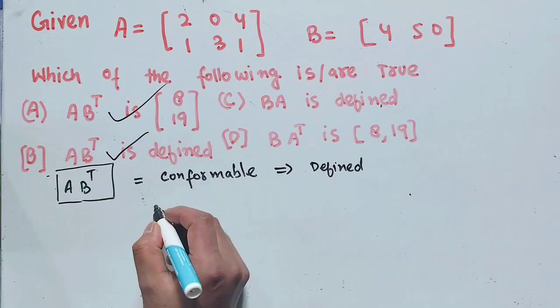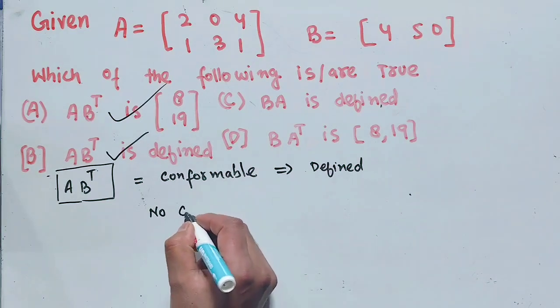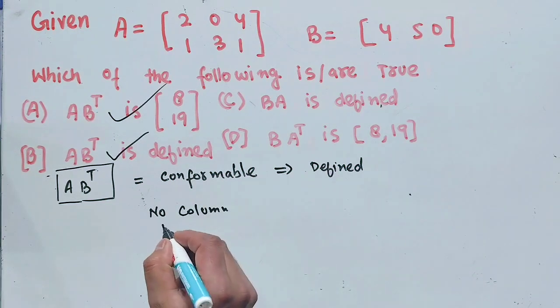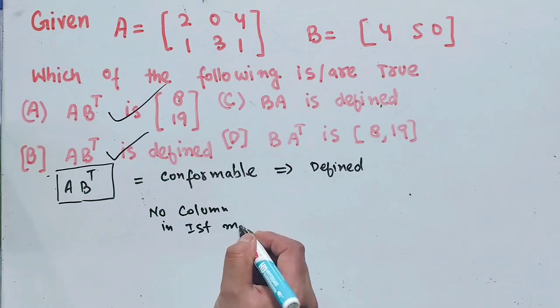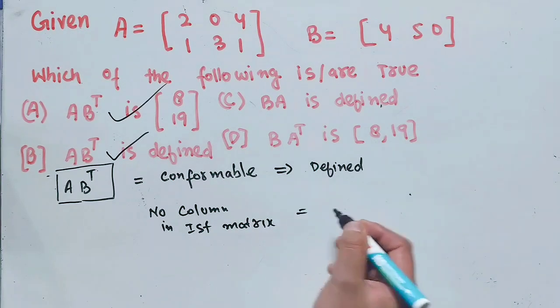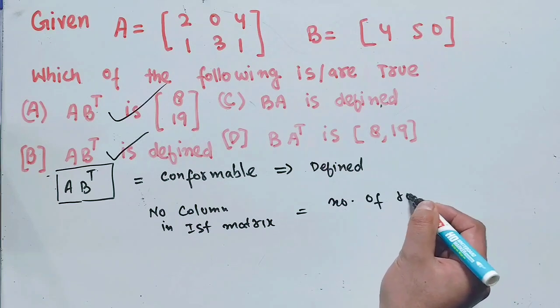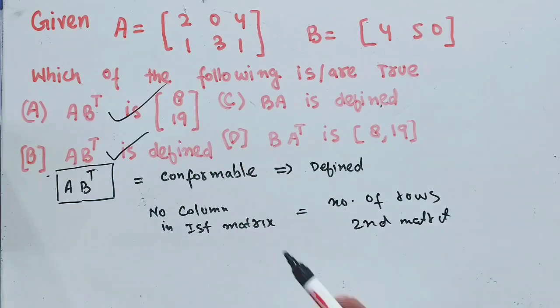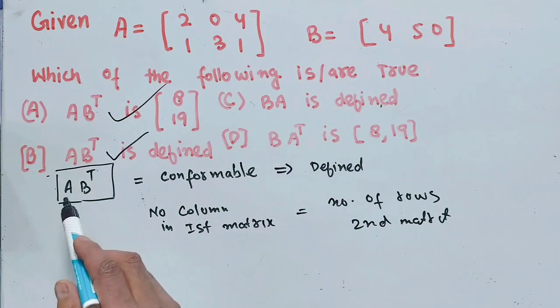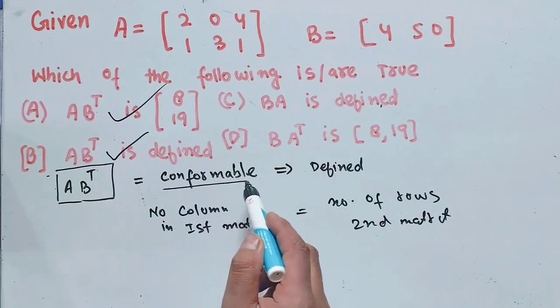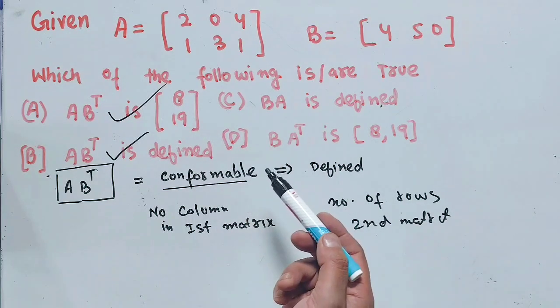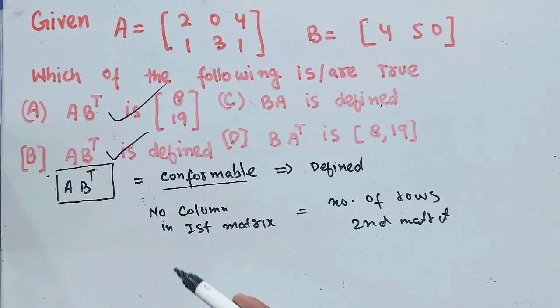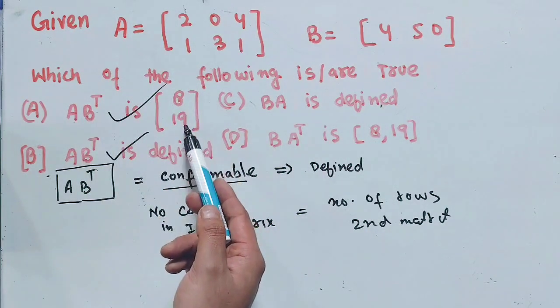Conformable means simply that the number of columns in the first matrix is equal to the number of rows in the second matrix. I will not repeat it. We say two matrices are conformable if they are conformable for multiplication. When this condition holds, that means the product is defined. Since in the earlier option the product came out to be 8 upon 19, it is defined.